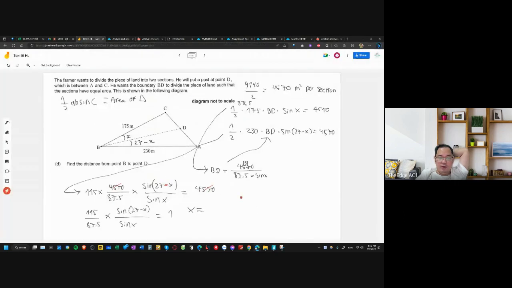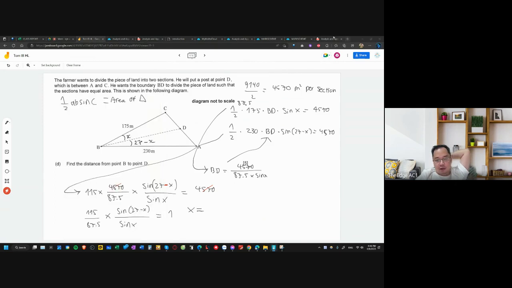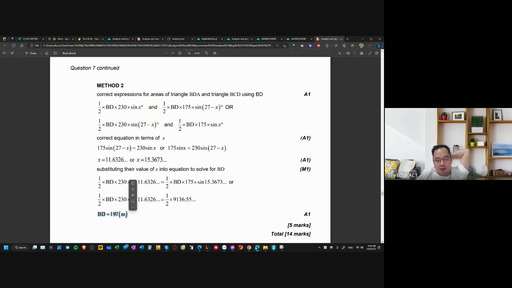3673, huh? 3674. Or you can use the equation solver again. Okay, the length BD is 197 meters. Okay, 197, which is the same as the answer in the marking scheme.